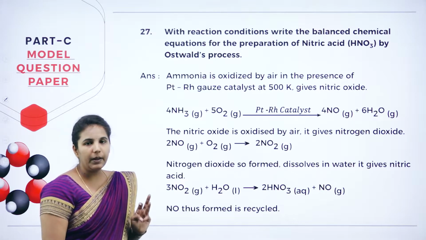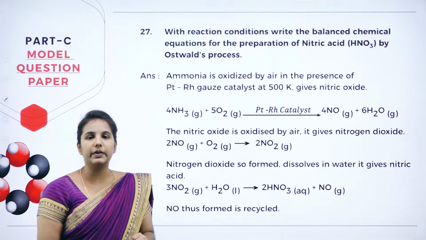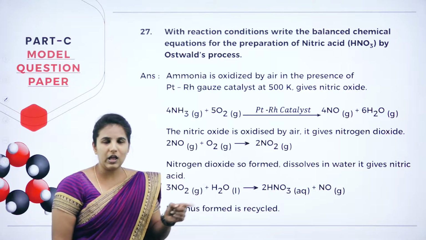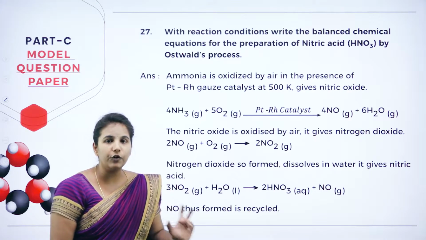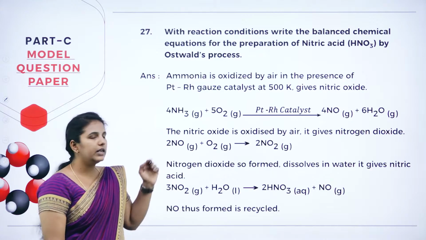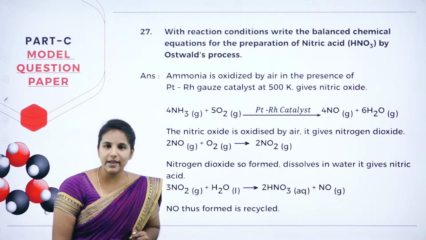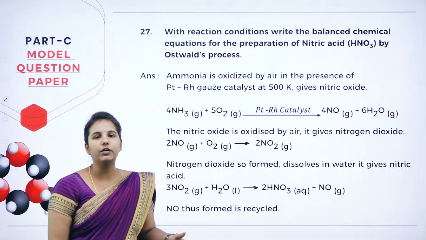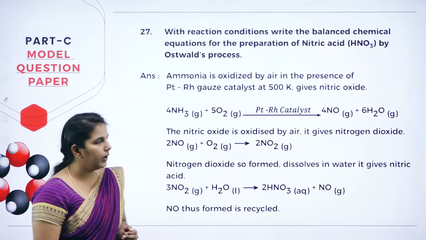Especially in the p block elements, there are three main questions. One is preparation of ammonia by Haber's process, another is preparation of sulfuric acid by contact process, and we have one more method, that is preparation of nitric acid by Ostwald process. Any one of these questions will be given to you in this part. Okay.